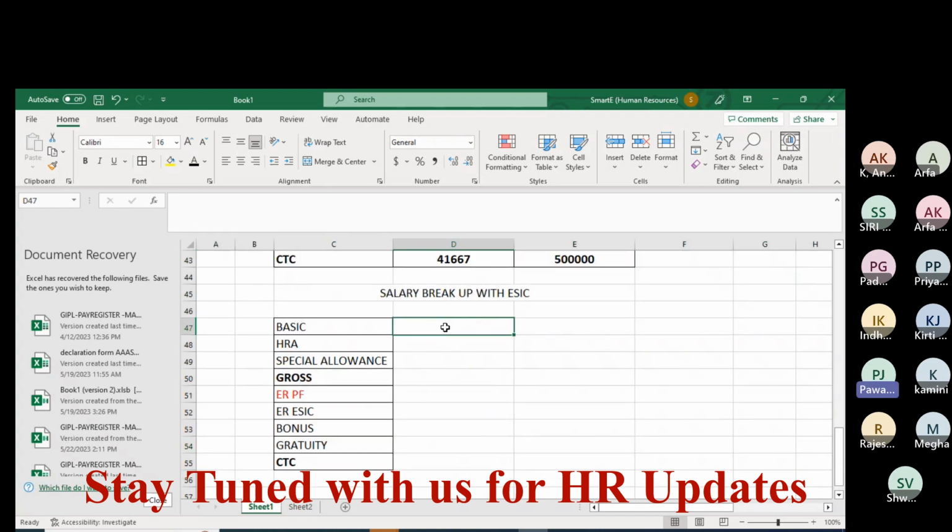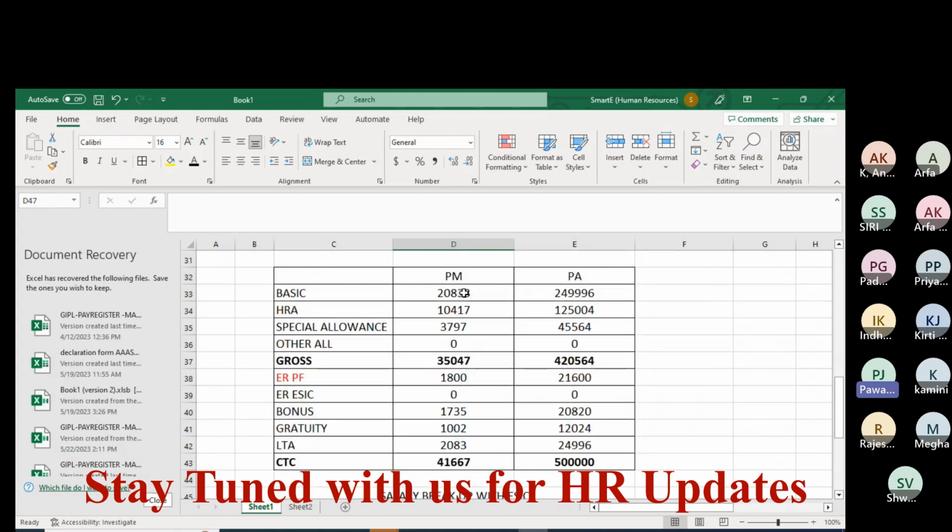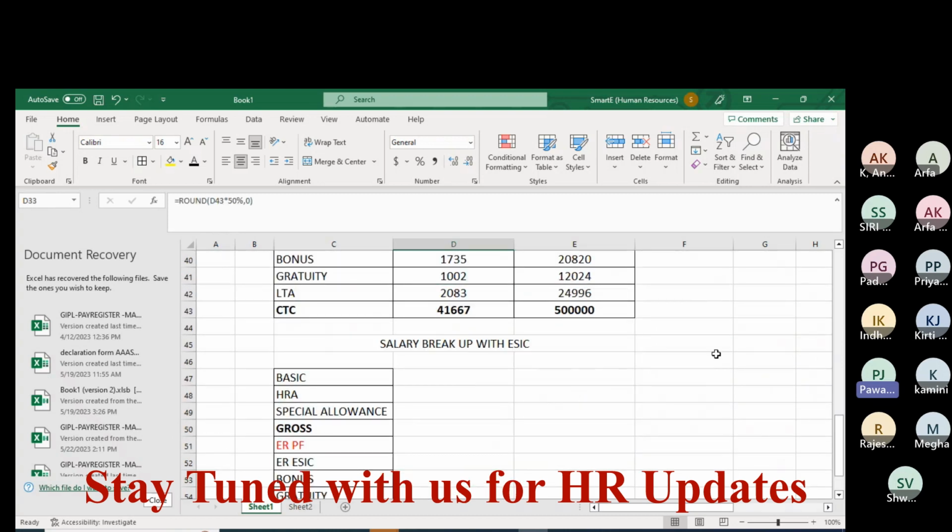Now coming to the point. Now the salary breakup will proceed in a different way, not in a similar way we did it here. That is 40 to 50% basic. Now, first of all, we need to understand what the CTC is, per month, PM, and per annum.